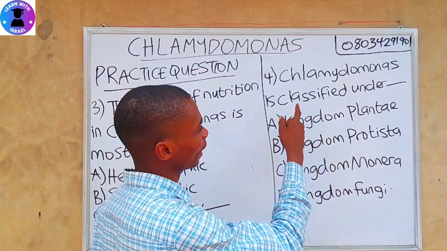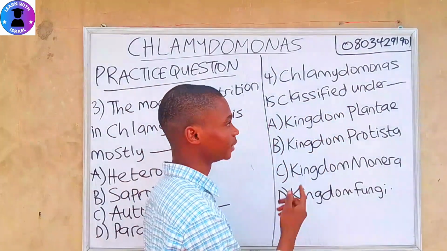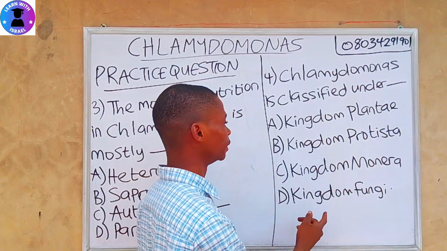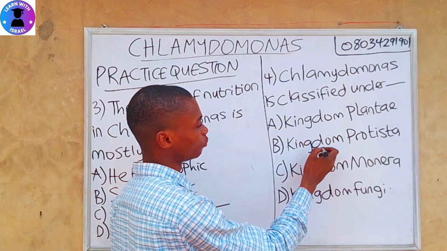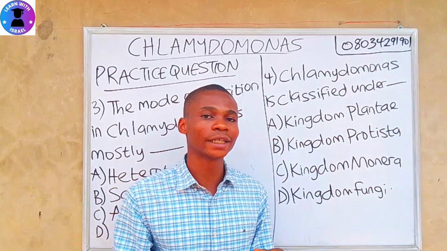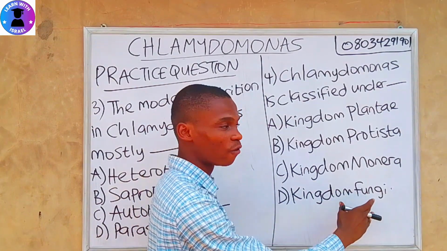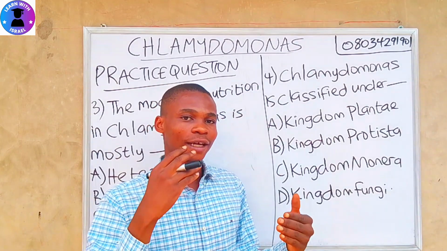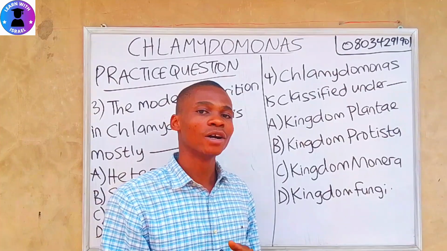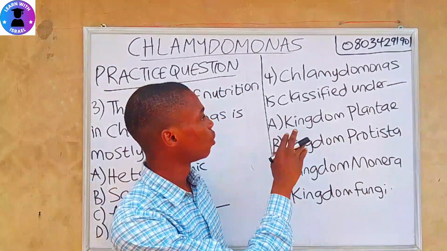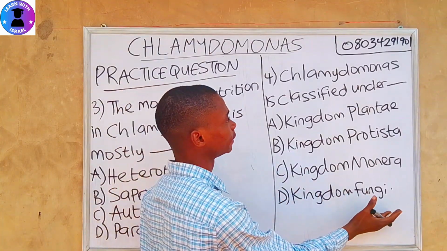Question 4. Chlamydomonas is classified under dash. A. Kingdom Plantae, B. Kingdom Protista, C. Kingdom Monera, D. Kingdom Fungi. I have made a video on Kingdom Monera and Kingdom Protista. If you need the full video, check the channel to watch the full video. The video on Kingdom Fungi will be dropping soon, and after that, the videos on Kingdom Plantae and Kingdom Animalia will also drop. This question is a very simple question. Drop the answer in the comment section.